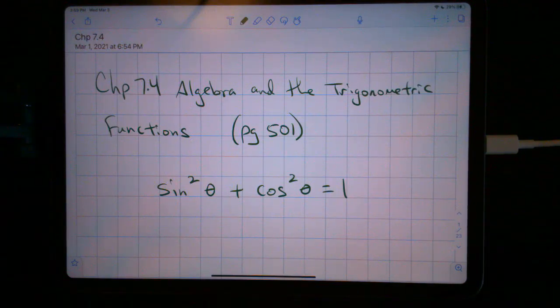Hello, here I will solve some problems from chapter 7.4, Algebra and the Trigonometric Functions. This section begins on page 501.